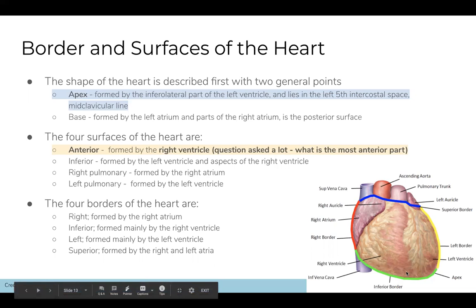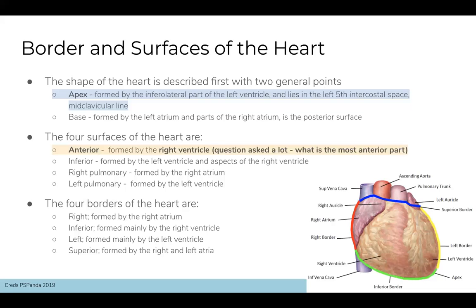Wait, inferior from the left ventricle and aspects of the right ventricle, right pulmonary. Or am I dumb now? Sorry, my brain is not working particularly well. Or maybe it is the right ventricle. I could have sworn it was the left ventricle. Wait, I made these slides a while ago. Can anyone confirm or deny?